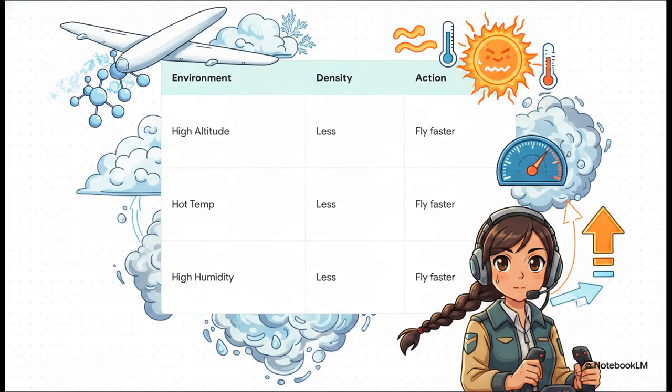But wait, don't forget the environment. Your wing needs air molecules to create lift, right? Well, high altitudes, hot summer days, and high humidity all do the exact same thing. They lower air density. There are literally fewer air molecules for your wings to grab onto. So, what's your move as the pilot? You have to fly at a greater true airspeed just to get the same amount of lift you'd get on a nice, cold, dry day at sea level.